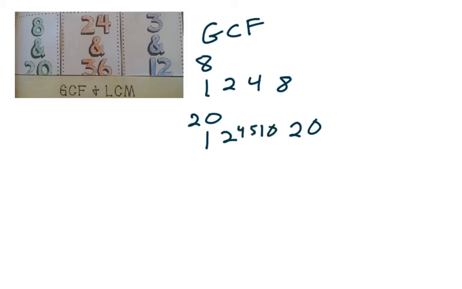So my factors for 8 are going to be 1, 8, 2, and 4, okay? And then for 20, my factors are going to be 1 and 20, 2 and 10, 4 and 5, okay? So then I need to look at these and see which one is the biggest they have in common, and that is 4. So my greatest common factor is going to be equal to 4 of 8 and 20.